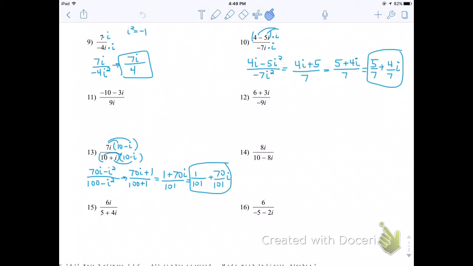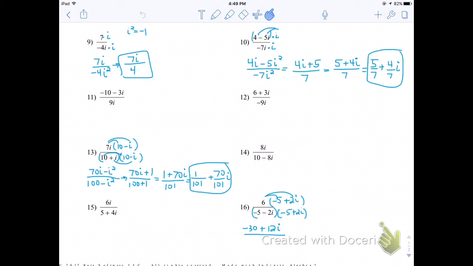All right, so that's more. We're going to do one more. We're going to jump down here to number 16. I'm going to multiply by the conjugate. So like I said, all you're going to do is change that minus to a plus. So it still stays negative 5, becomes plus 2i, and then negative 5 plus 2i. So you're going to distribute up top. You get negative 30 plus 12i.